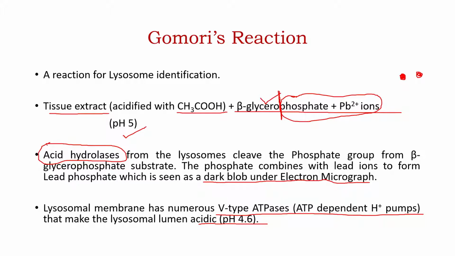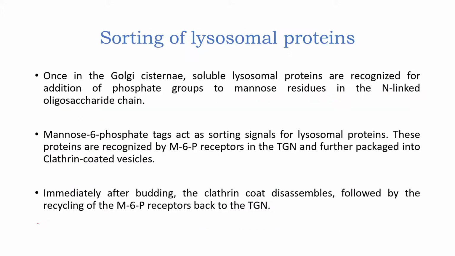Since the lysosomal lumen is acidic in nature and these enzymes function at an acidic pH, that is why these enzymes are called acid hydrolases. Hydrolases because they hydrolyze. Now we are going to study how the lysosomal proteins which are synthesized in RER are sorted in Golgi and how they are delivered to the lysosomes.